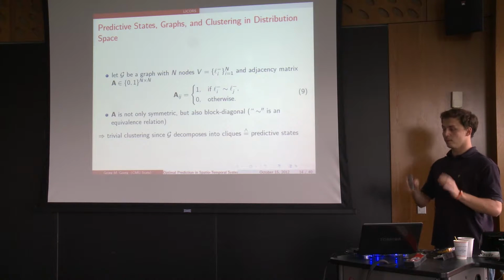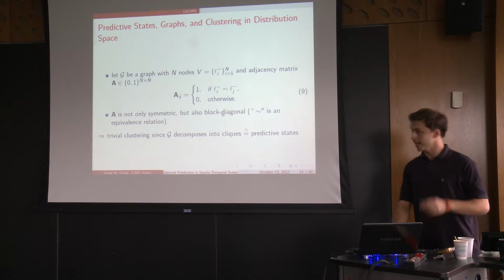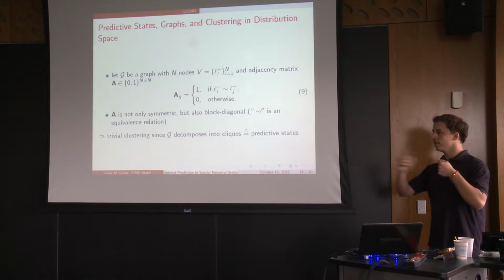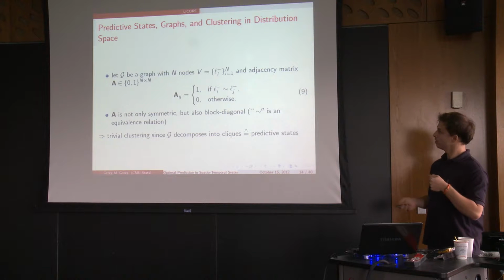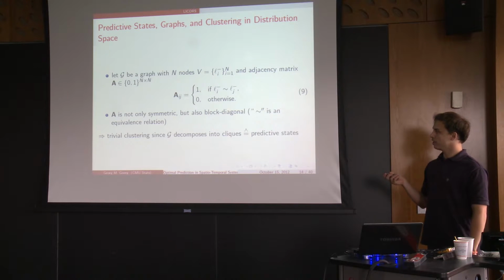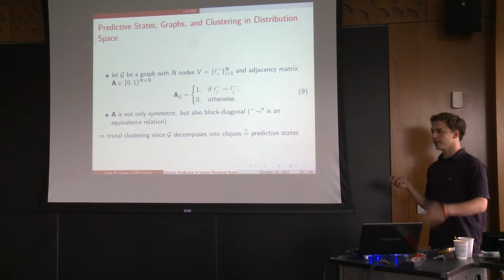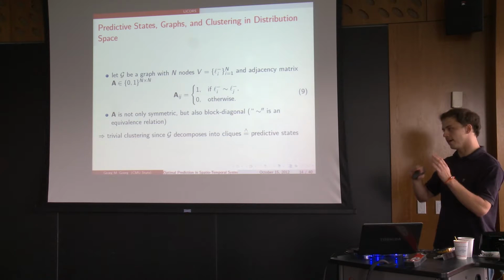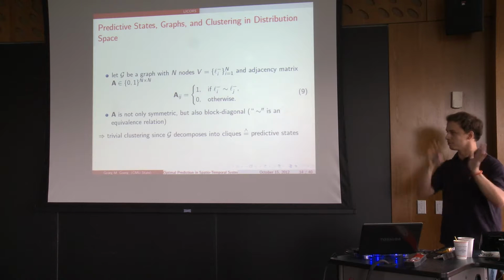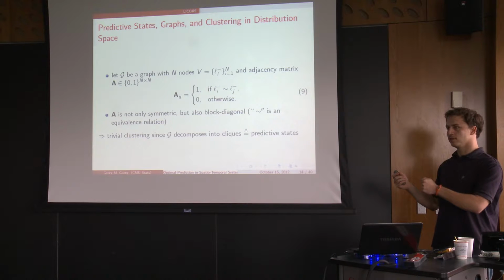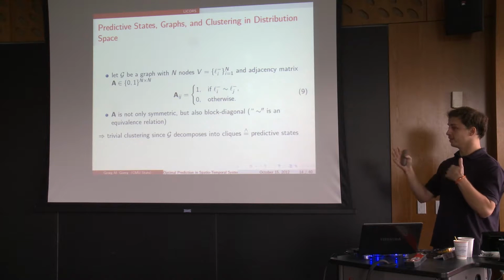So we can think of this problem as a graph with n nodes, and each node is a past light cone, and they are connected if they are equivalent. And so the adjacency matrix A_ij is 1 if they're equivalent, and 0 otherwise. It's symmetric, so it's an undirected graph, but it's not only symmetric, it's also block diagonal, assuming you rearrange the rows, of course. Why? Well, because it's an equivalence relation.